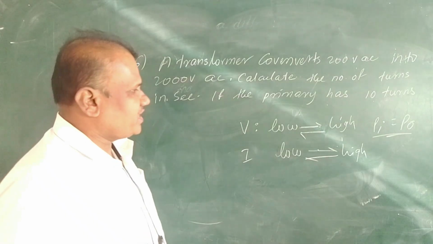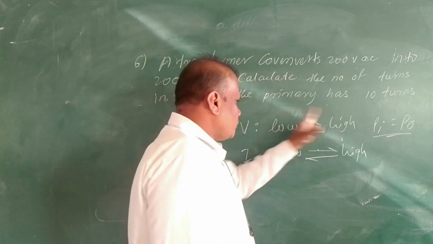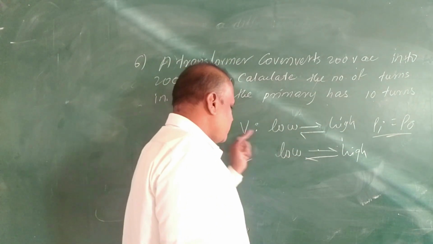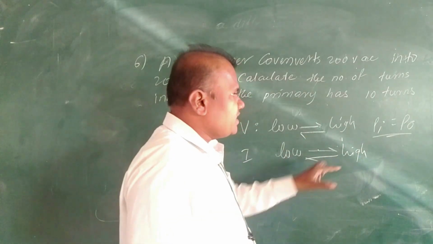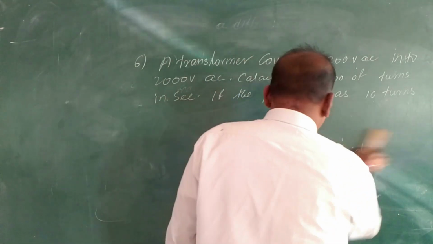A transformer is an electrical device which can change the voltage level from low to high or high to low, or which can change the current from low to high, high to low, by keeping the power constant. So that is going to be the transformer.